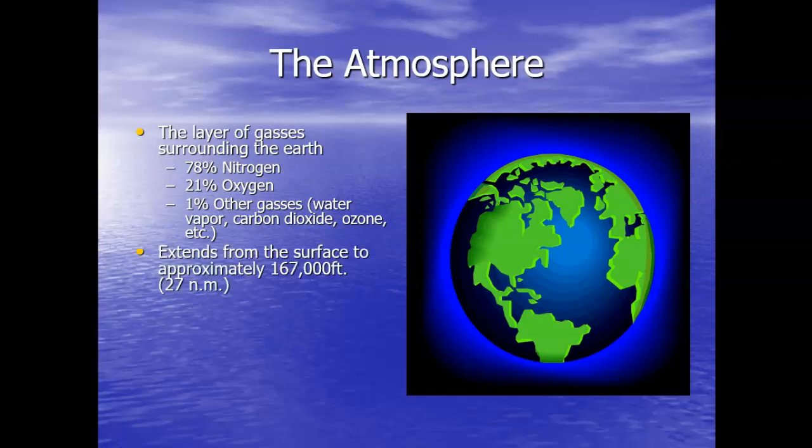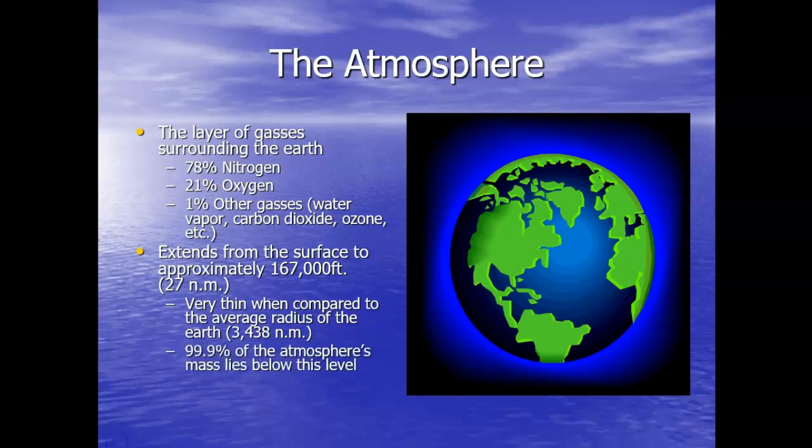The atmosphere extends from the surface of the Earth up to about 27 nautical miles, but it's very thin when compared to the average radius of the Earth, which is about 3,438 nautical miles. 99.9% of the atmosphere's mass lies below this level.